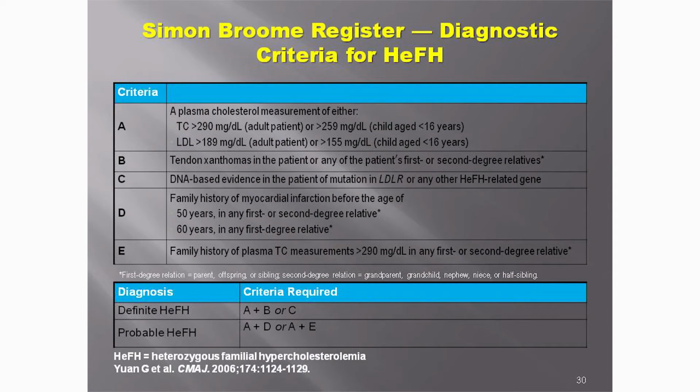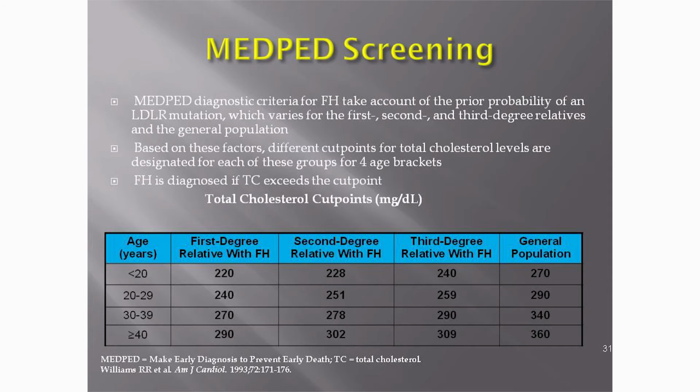In Simon-Broom, we have different categories, A through E, and depending upon where the patient stands with regard to meeting these criteria, he or she will or will not be diagnosed as having HeFH. MedPed is Make Early Diagnosis, Prevent Early Death. That's what that stands for, MedPed. And that has its own set of criteria.